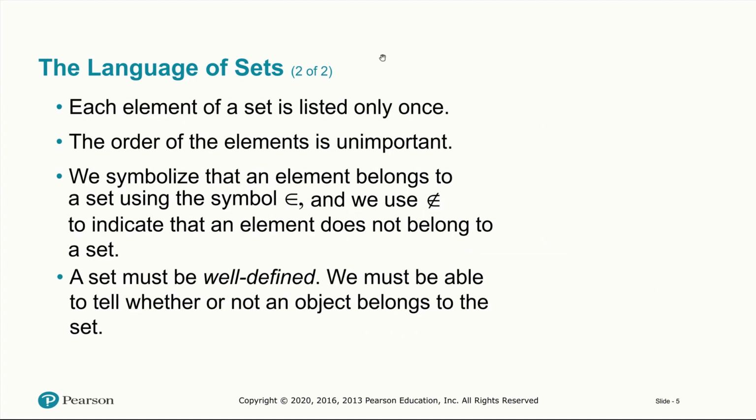Here are some important properties you have to pay attention to. Each element of a set should be listed only once. So you don't want to say A, for example, is the set 1, 2, 4, 1. That would not be the simplest form of that set. What you would want to do is write the one only once, so this is exactly the same as the set 1, 2, 4. We do not repeat elements inside a set.